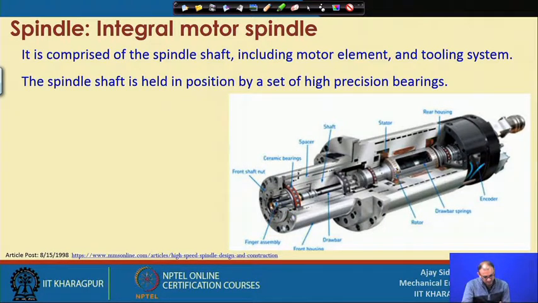And rotor is available here, then drawbar spring is available, because once you retract it, at that time the spring will again come back into its original shape. Encoder is used because you also want to measure the RPM at which this particular spindle is rotating. So, this is the rear housing, stator and motor, everything is inbuilt in this, because we are considering it as an integral motor spindle. So, these are the different components of an integral motor spindle.